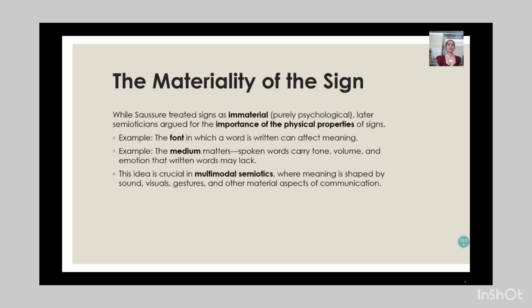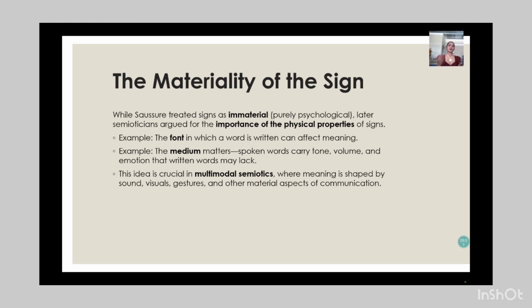So, the materiality of the sign. While Saussure treated the sign as immaterial or purely psychological, later semioticians argued for the importance of the physical properties of a sign. For example, the font in which a word is written can affect meaning. Another example, the medium matters. Spoken words can carry tone, volume, and emotion that written words may lack.